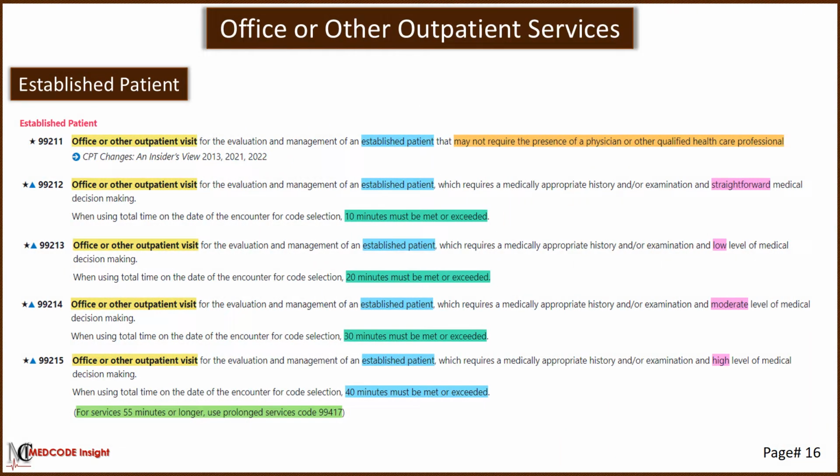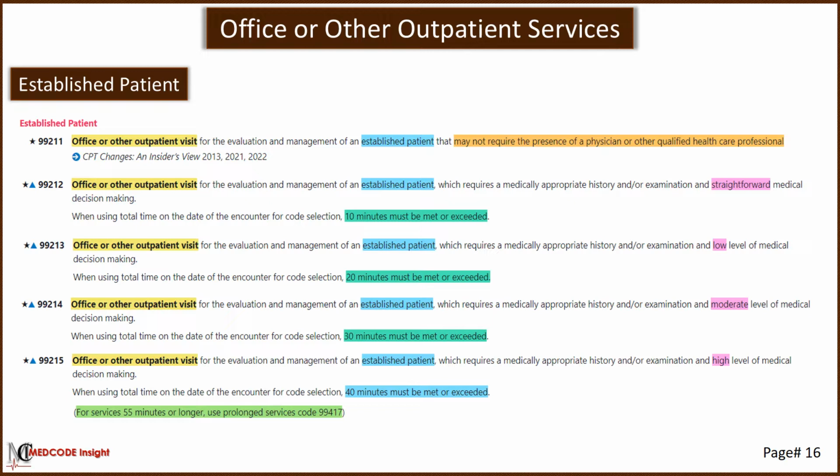The following codes apply to the office or other outpatient services for an established patient. Code 99211 is for the office or other outpatient visit for the evaluation and management services of the established patient that may not require the presence of a physician or other qualified healthcare professional. The concept of the level of MDM does not apply to code 99211. Code 99212 is with straightforward MDM.